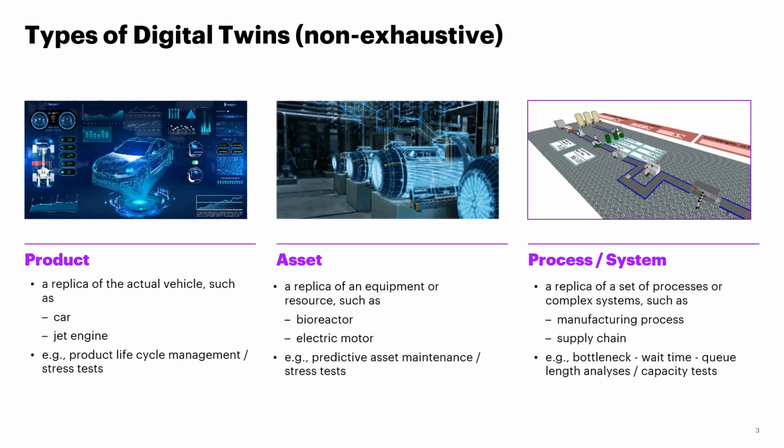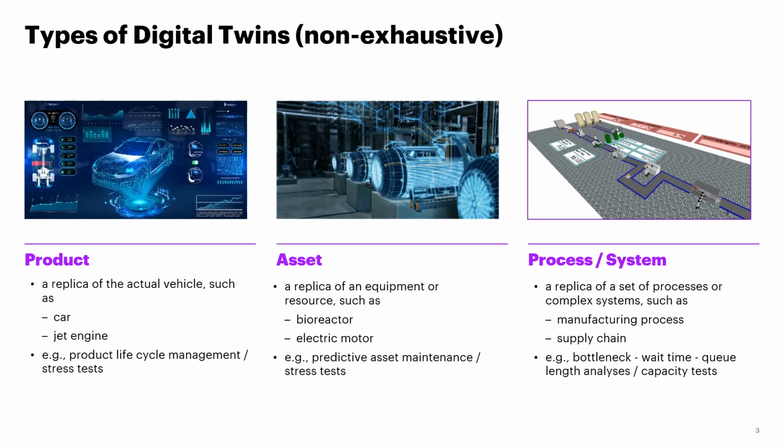Then the next type is a process or system type of digital twin. These are a replica of a system or process or complex systems. This can be like manufacturing processes or a supply chain. So you see, a digital twin doesn't always have to be a replica of a physical equipment or a physical machine. We can create a digital twin of a supply chain as well. And these models enable us to identify bottlenecks, visualize the wait times and queue lengths, and do some stress tests and capacity tests within the systems.